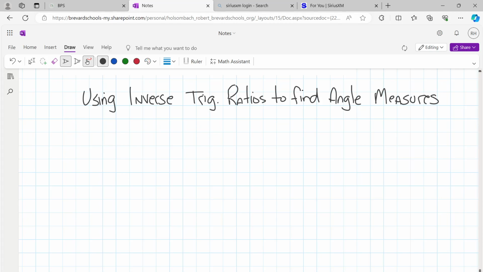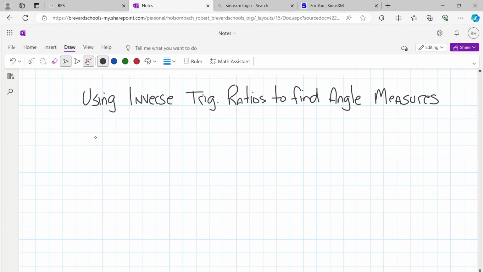So last week we used regular trig ratios to find side lengths. Today we're going to use inverse sine, cosine, tangent to find angle measures. So there's a key concept on the top of page 571, and let's get this in your notes.